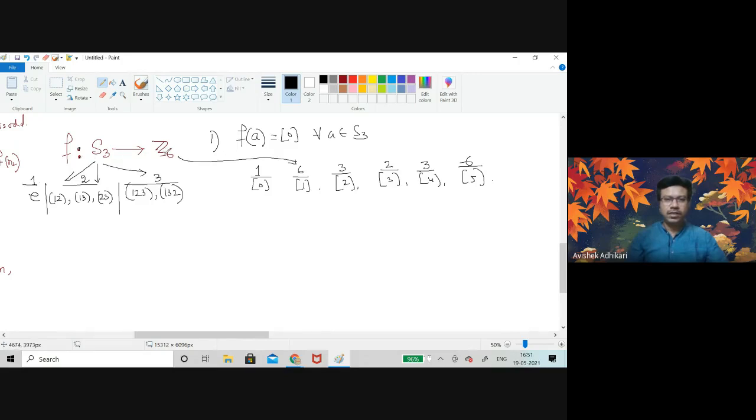Now, what you need to do is define a function from here to here. Mind that you need to exhaust all the elements from here, because it should be valid for all the elements of the domain. So you need to take care of all the elements, but on the right hand side, it may not go to each and every element. Now tell me, where should I send f of e? Where should I send f of (1 2) and f of (1 2 3)? Any idea?